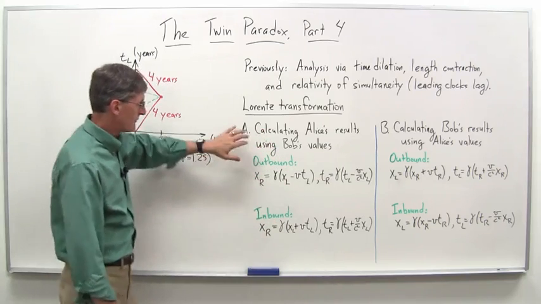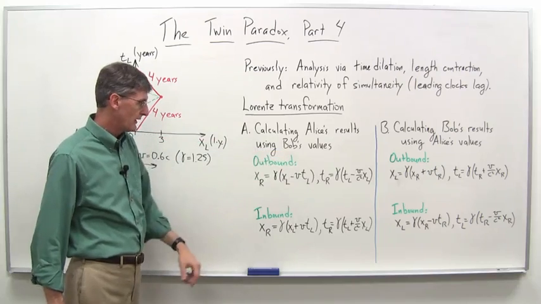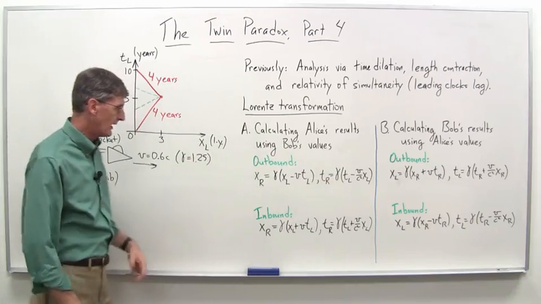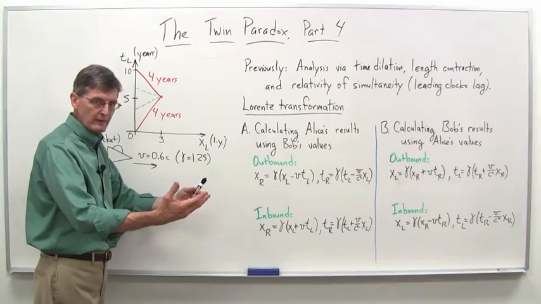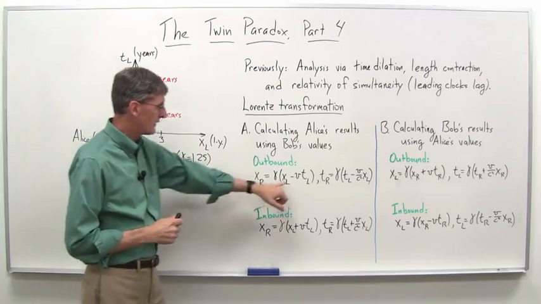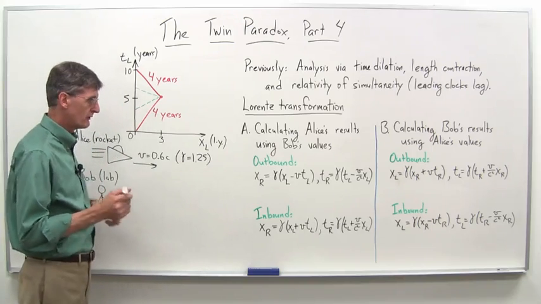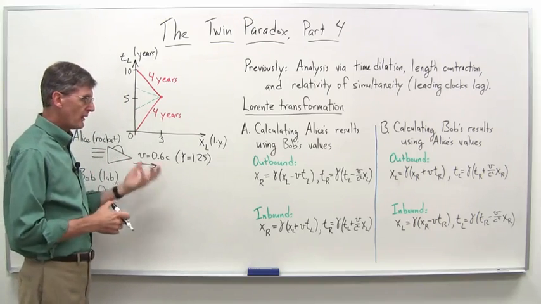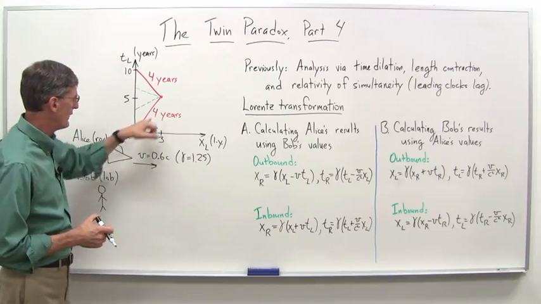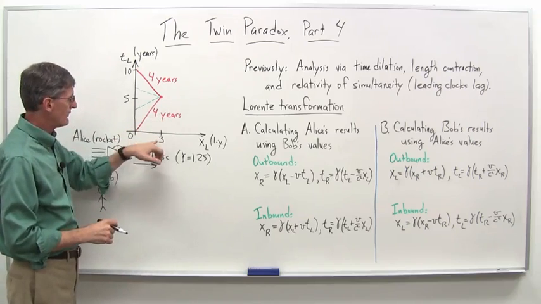So let's start, though, over here with A, calculating Alice's results using Bob's values. Bob's values are the lab frame values. To Alice here, Bob is moving in the negative x direction to the left, and that's why we've got minus signs in these versions. Otherwise, the reason it's nice to start off with Bob's values is that what's going on with them is pretty obvious. So on the outbound trip, Bob's value right here is x.